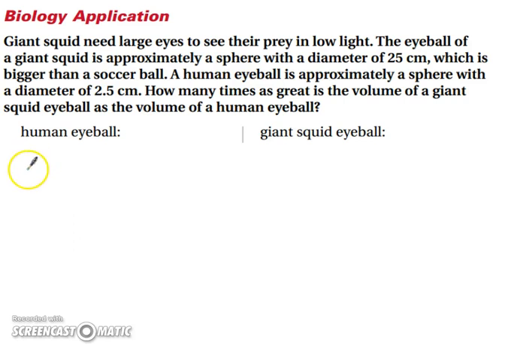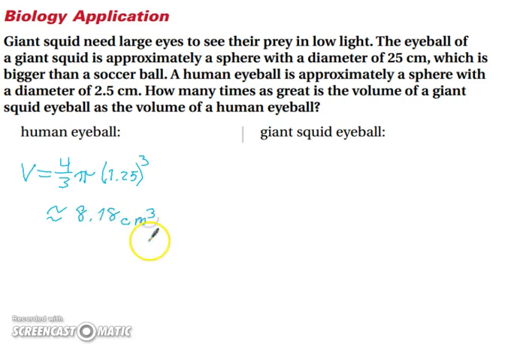Okay, well, we know the volume formula is 4/3 pi r cubed. So for the human eyeball, we have volume equals 4/3 pi, and now we want the radius, so we want half of 2.5, which is 1.25. So we have 1.25, and we cube that, and that will give us about 8.18 centimeters cubed.